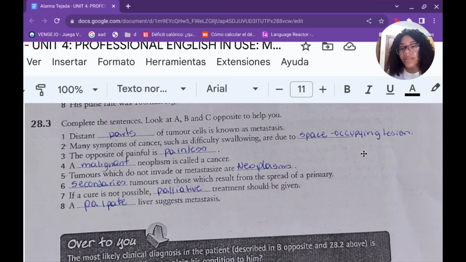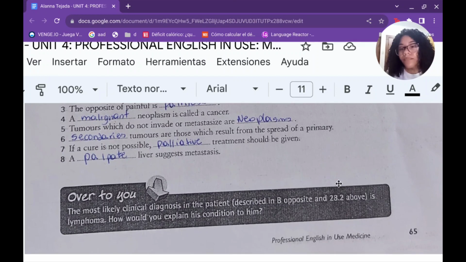7. If a cure is not possible, palliative treatment should be given. 8. A palpable liver suggests metastasis.